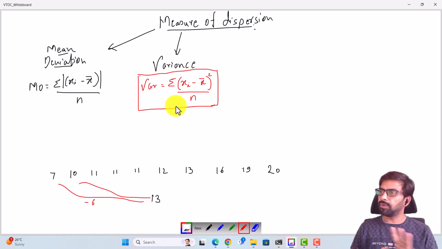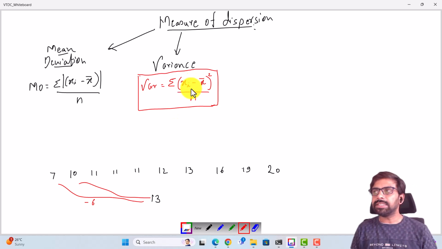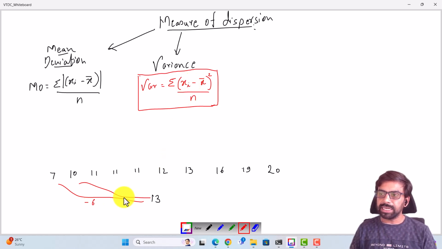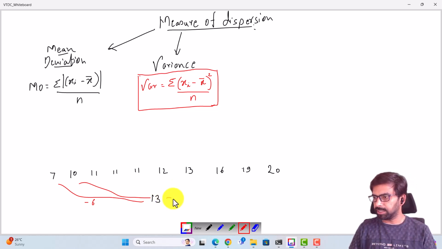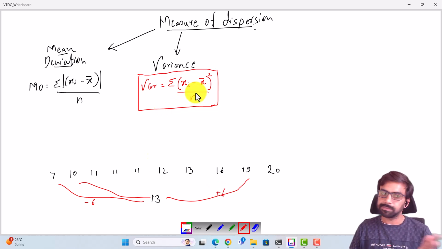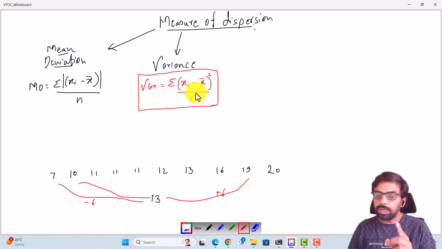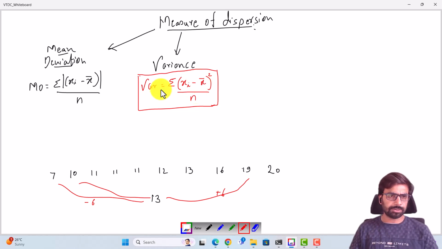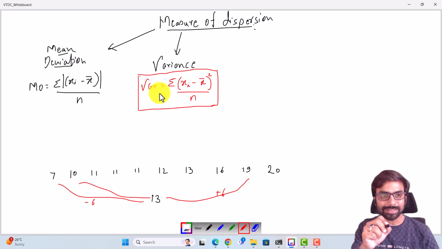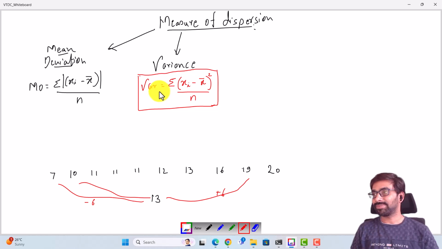Number one advantage we have already discussed: once I take the square, the negative 6 and the positive 6, both of them are going to give me 36. Simple as that. That is one advantage. What is the other advantage? What do you think? Pause this video, think for around a minute or so if you can, and think about what is the other advantage that I get. There is an advantage.